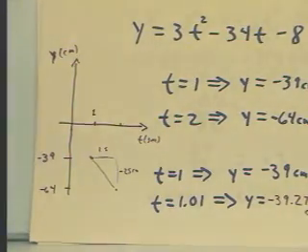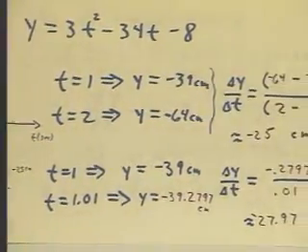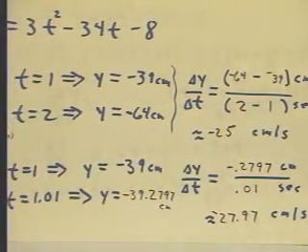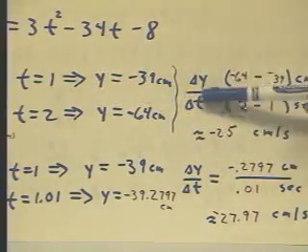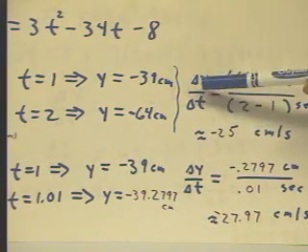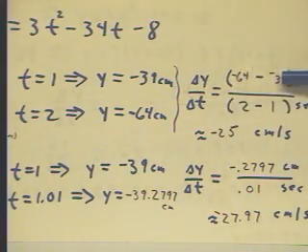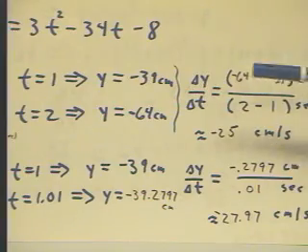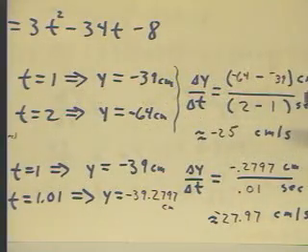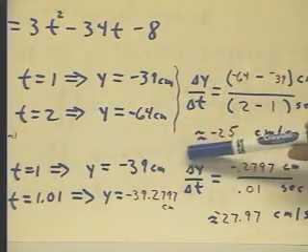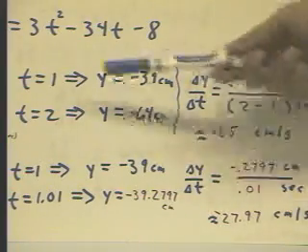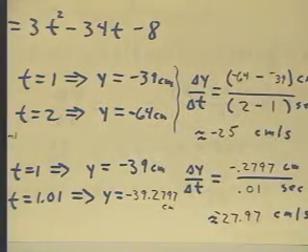When we do the calculations, we see that between clock times t equals 1 and t equals 2, we have a change of y from negative 39 to negative 64 centimeters, and that's calculated as delta y is negative 64 minus negative 39 centimeters. And of course a delta t that's from 1 to 2 seconds, 2 minus 1 seconds is 1 second. And we end up with an approximate average rate of change of negative 25 centimeters per second between t equals 1 and t equals 2.